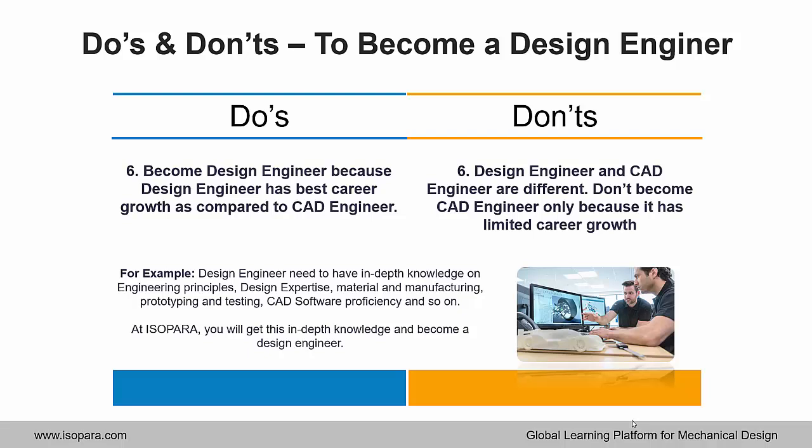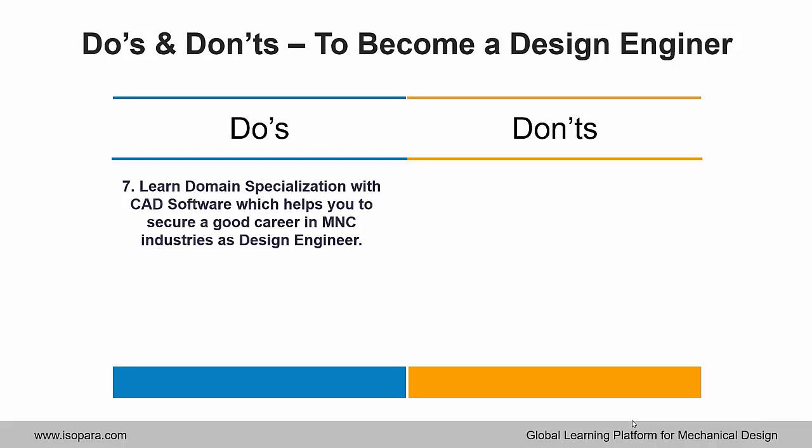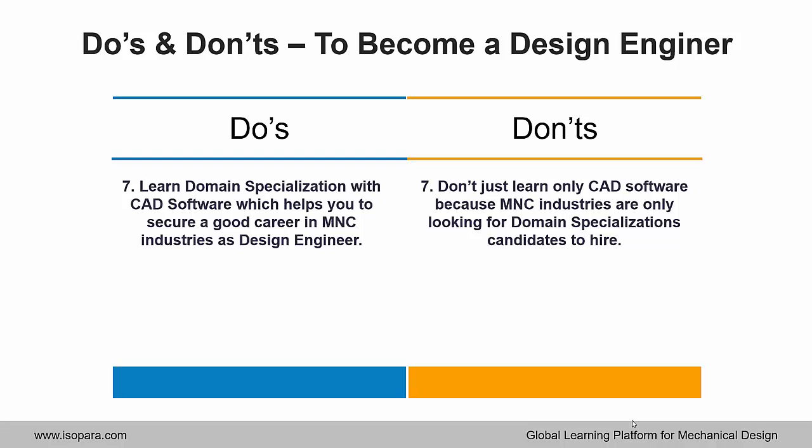Now let's move towards the next point. Next is learn domain specialization with CAD software, which helps you secure a good career in MNC industries as a design engineer. Okay, and what not to do: don't just learn only CAD software, because MNC industries are only looking for candidates with domain specialization. Definitely, if you see the present scenario of the market, the industries are not entertaining people who have only CAD software knowledge. They need specializations in the domains that they are using. Only those candidates they are hiring.